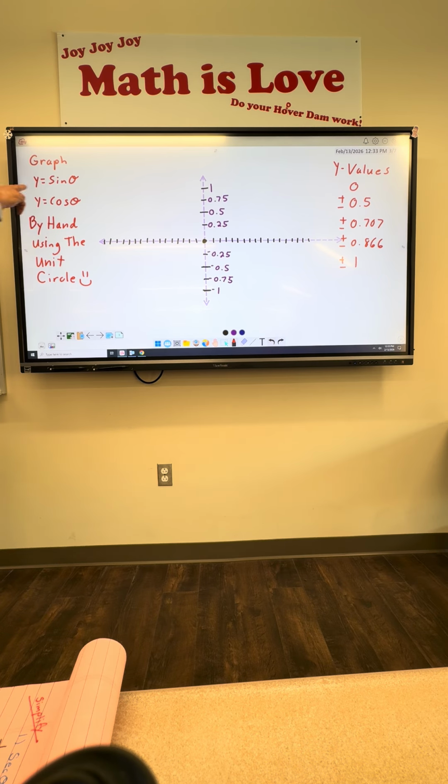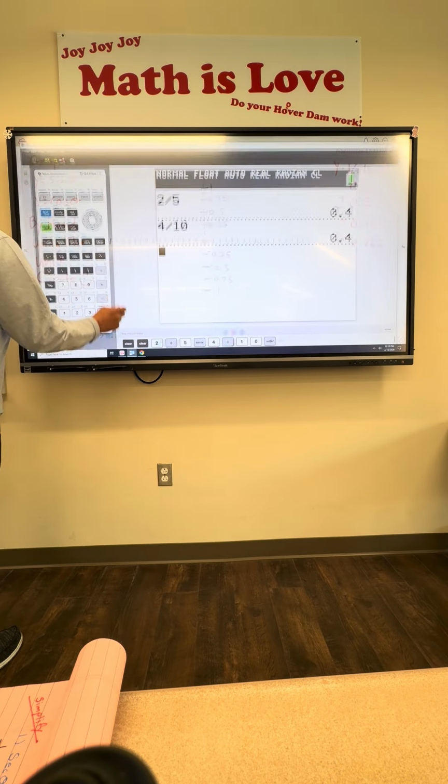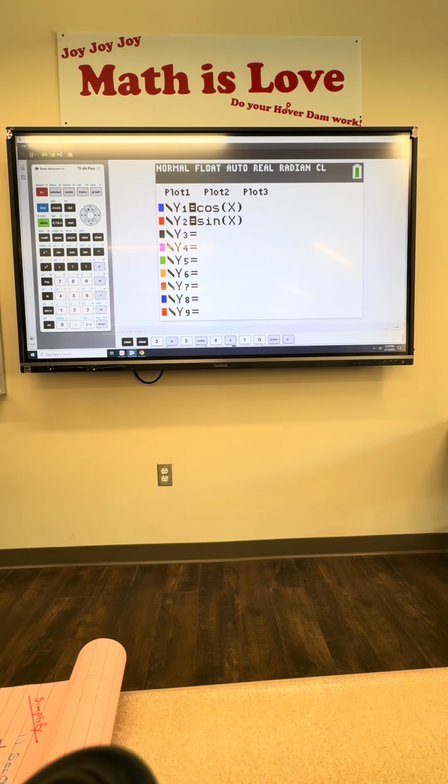I wrote down y equals sine of theta, then y equals cosine of theta, and someone made the point, I thought cosine was x. That was wonderful. Cosine is the x-ordered pair when you go around the unit circle. So when you go around the unit circle, cosine of theta is x, sine of theta is y. But now we're switching gears and we're going to actually graph the functions. So when we graph, we graph under y equals.